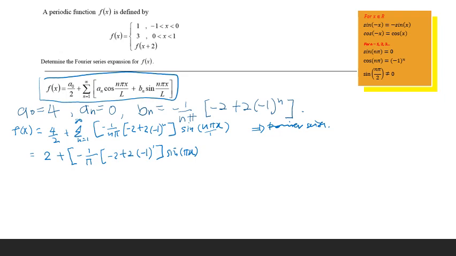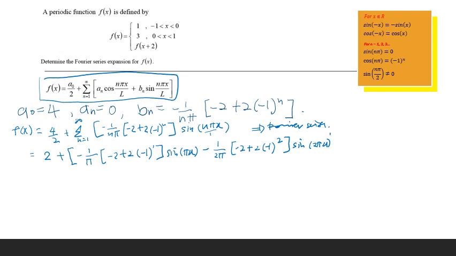Next continue with n equal to 2. It should be plus, but since we have negative as the coefficient here, we just put negative. Plus minus is minus. So 1 over n, so 2 pi, n equal to 2. Substitute all values except for n, we just substitute with 2, sin 2 pi x.